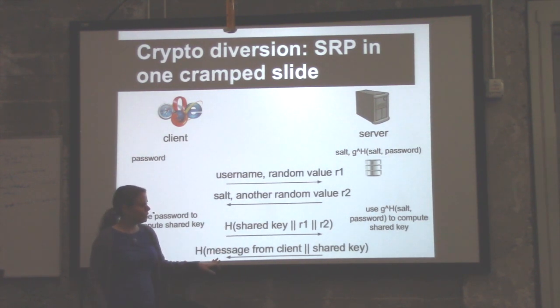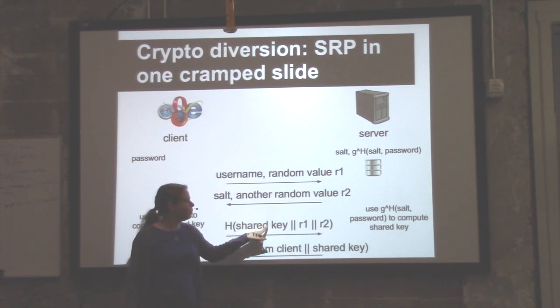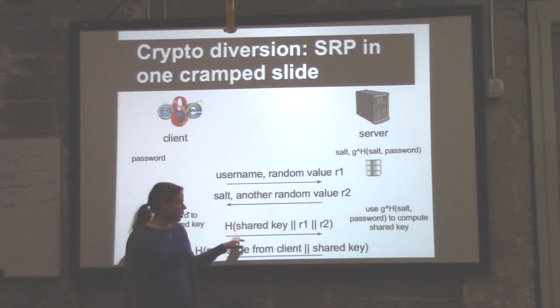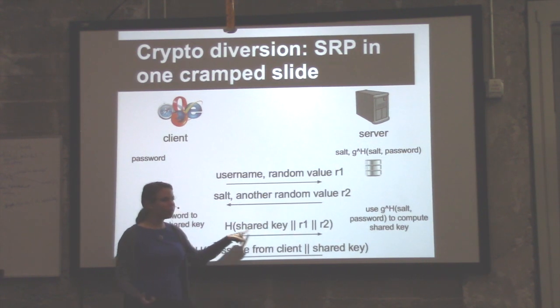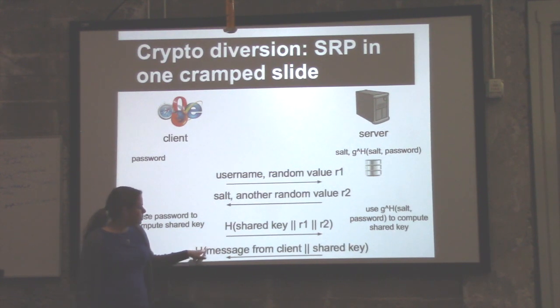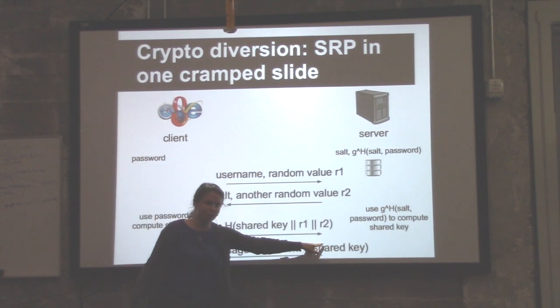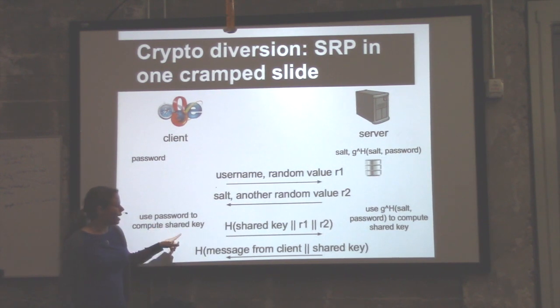Now, the purpose of these two messages is to prove to each other that they have the same key. The client sends a hash of its shared key, which it computed, and the two random challenge values. The server says, okay, is this message what I expected? It knows what it expects because it knows the random values and its shared key. So it makes sure this message is what it expected, and then it sends back this message. To compute this message, it takes this whole hash, concatenates it with its shared key, and hashes that whole thing.